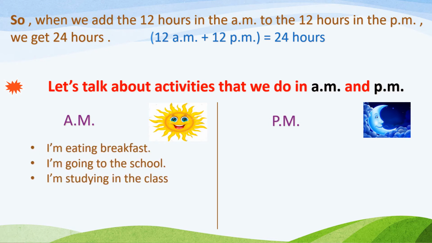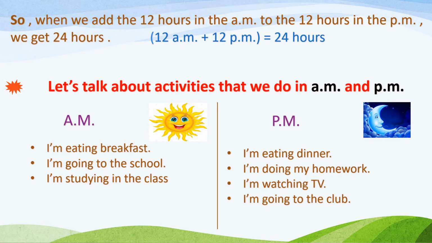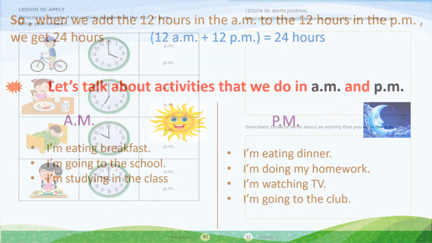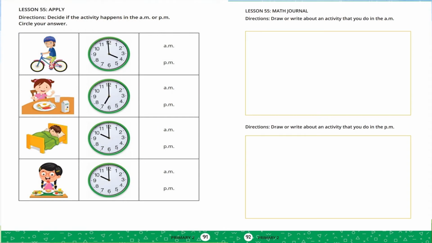Let's talk about activities that we do in AM and PM. In AM, I am eating breakfast, I am going to the school, I am studying in the class. In PM, I am eating dinner, I am doing my homework, I am watching TV, I am going to the club.